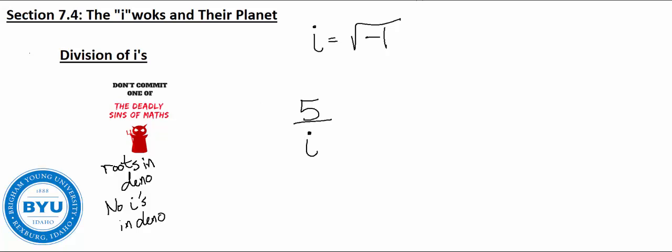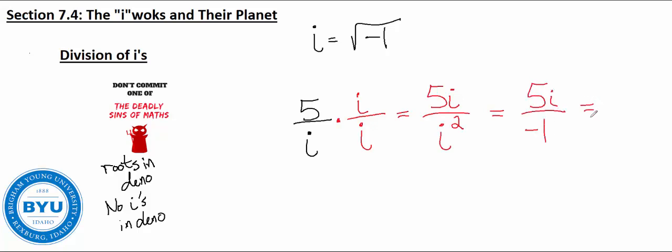Anytime you have that, you're going to have to multiply the top and the bottom by the conjugate. So I would multiply by i over i, and then just multiply across. 5 times i is 5i, and i times i is i squared. And I know what i squared is. i squared is negative 1. Don't forget that. You have to have that burned into your memory. You must remember that i squared equals negative 1. And so the final answer here is negative 5i.